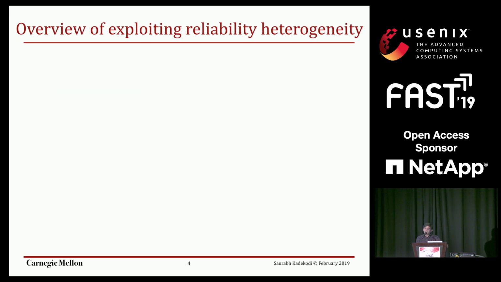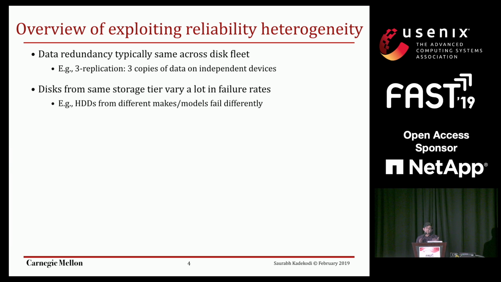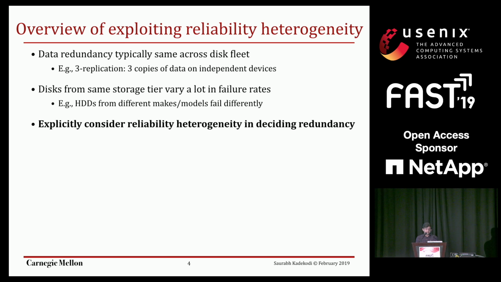So this is the one slide overview of the talk. Data redundancy, in order to protect against disk failures, typically is designed as a one scheme for all across your disk fleet. The reality, unfortunately, is that different disks tend to fail differently, even from a single storage tier. And the key idea of this work is to explicitly consider reliability heterogeneity in deciding the redundancy of the data being stored on particular groups of disks.